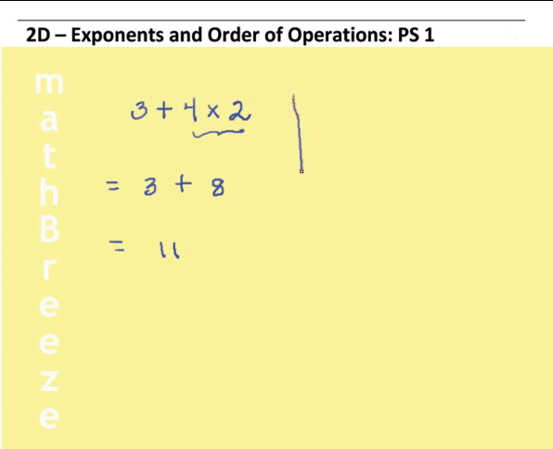Now, if we had meant to do the addition first, then we could change the order of operations using parentheses. Because we have parentheses around the 3 plus 4, we do what's inside parentheses first. So this evaluates to 7. So here we have 7 times 2, and now we do the multiplication, and the result is 14.